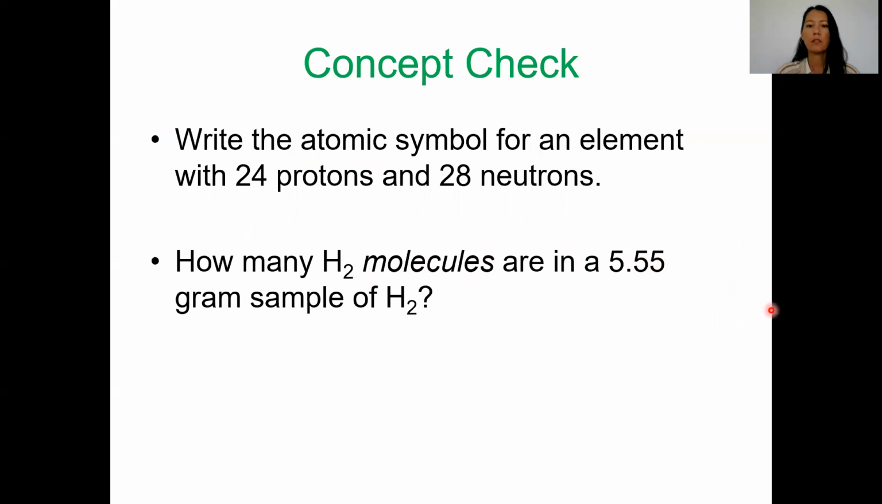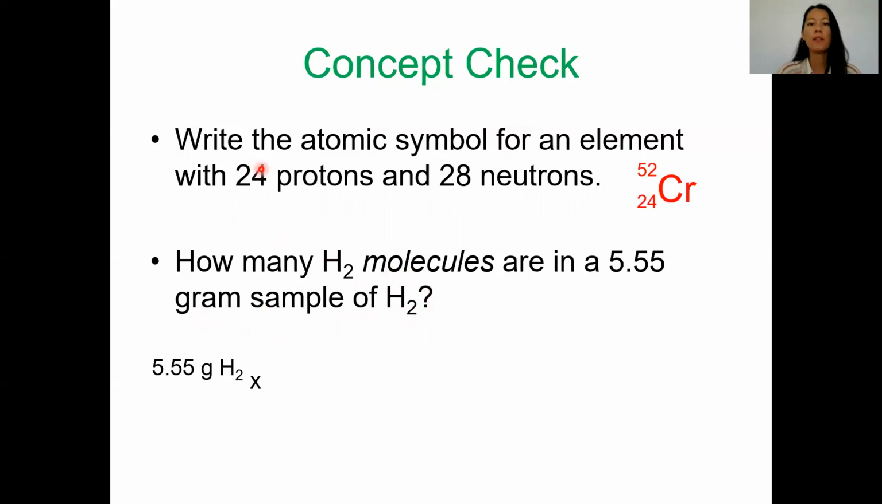This is our last slide. I want you guys to pause this and answer these questions. For this bottom one, you need to know the mass of H2. There are 2 H's in that, so you need the mass of 2 H's. Okay, pause that and I'll go over it.